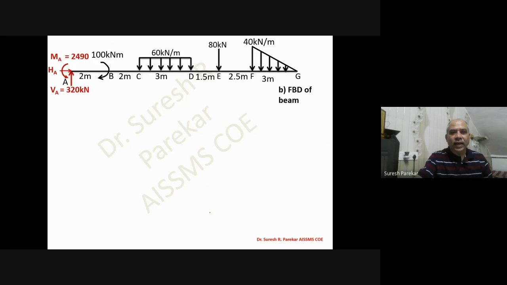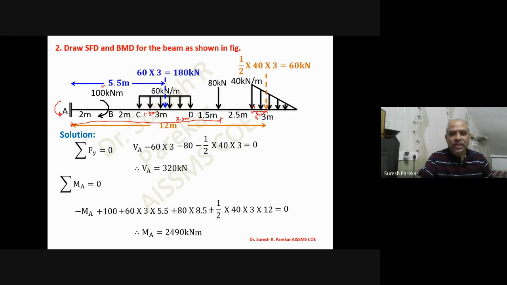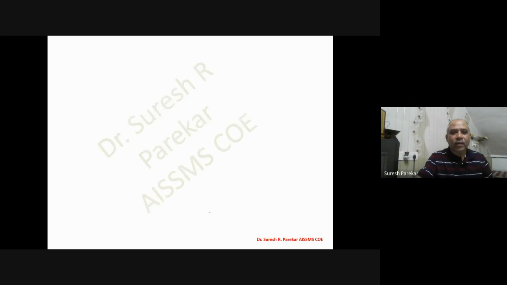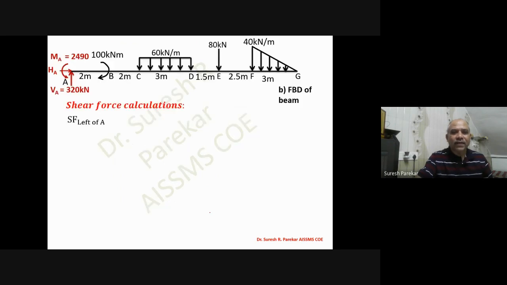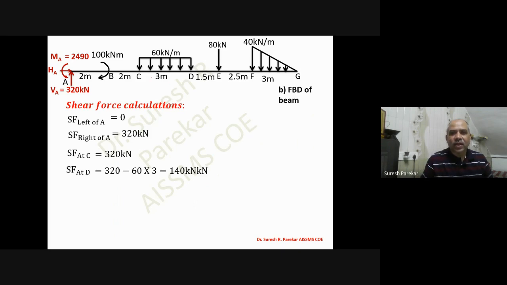So now we will draw the FBD. We have the reaction 320, and the moment 2490. And then we will start, left of A we have 0, then right of A we have 320 kilonewton. Then at C directly, because we will not consider the couple in shear force, we have again the same 320 kilonewton. Then at D we have 320 minus 60 into 3, since the UDL load acts at center, which will be 60 into 3. And this gives 140 kilonewton at D.